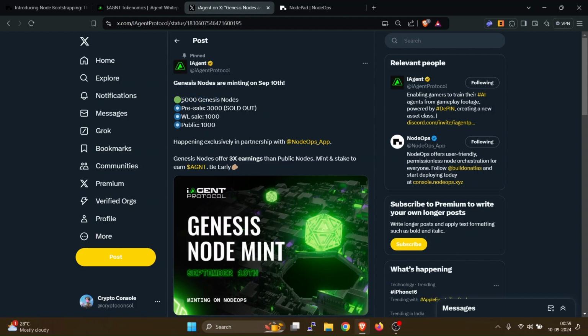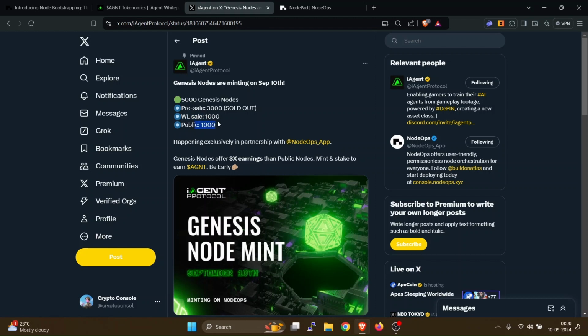But there is another case. Out of the total 5000 Genesis nodes, 3000 nodes were sold privately. That happened in Q2, I believe. So we have only 2000 node sales happening tomorrow on NodeOps. There is a whitelist sale for 1000 nodes and a public sale for 1000 nodes. The whitelist sale price is 10% less than the public sale price.